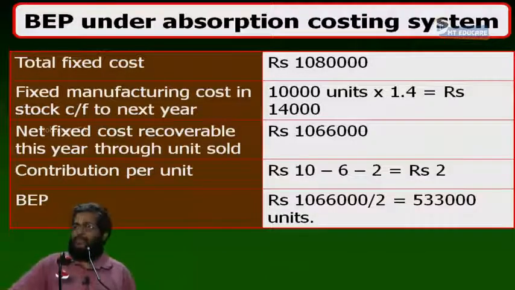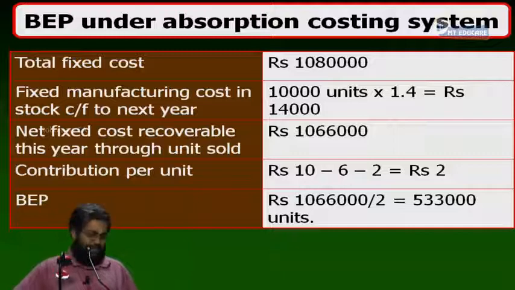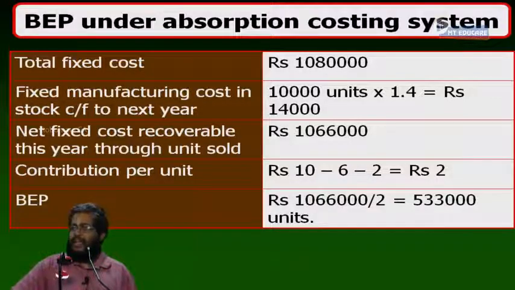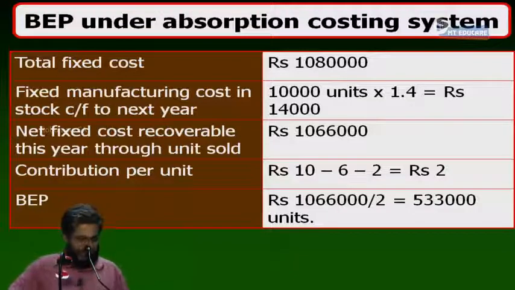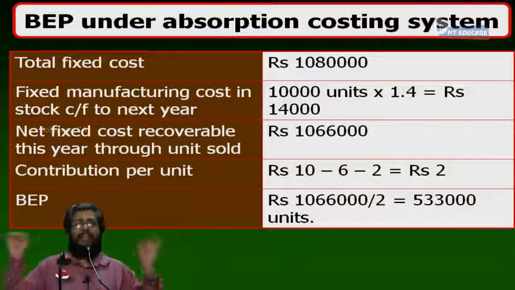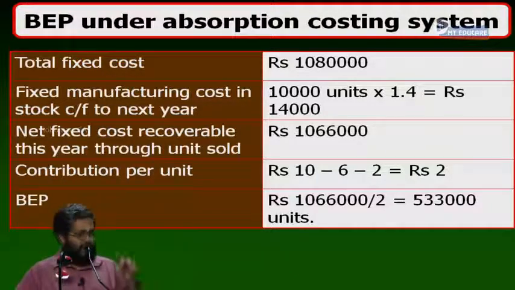In the absorption costing system, the sales need not recover the entire current year's fixed cost when there is net closing stock. If you all are away, fill up the blanks: when there is net closing stock.